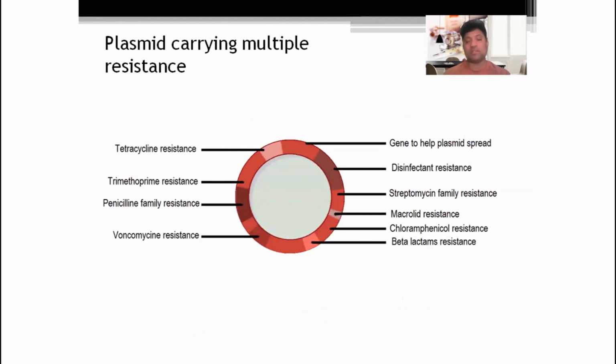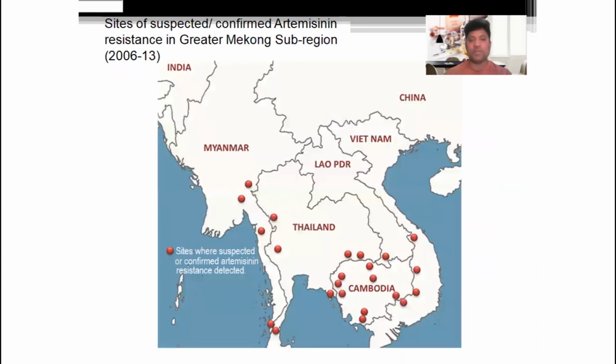This is the illustration of the plasmid. The plasmid is one of the genetic materials most bacteria have in their cell. This plasmid has the competency to establish or produce resistance against the drug. A plasmid might have resistance against multiple drugs. This plasmid has resistance against 10 different antibiotics, including tetracycline, trimethoprim, penicillin family, and vancomycin.